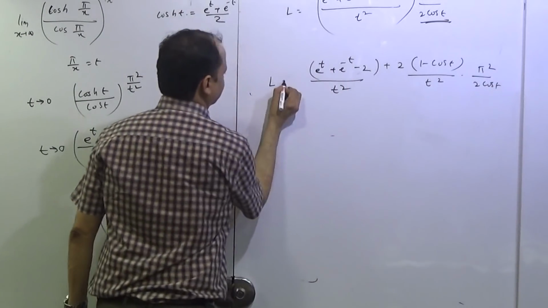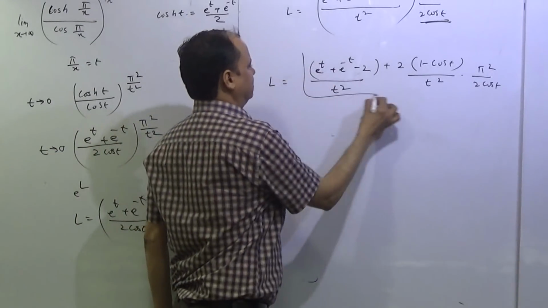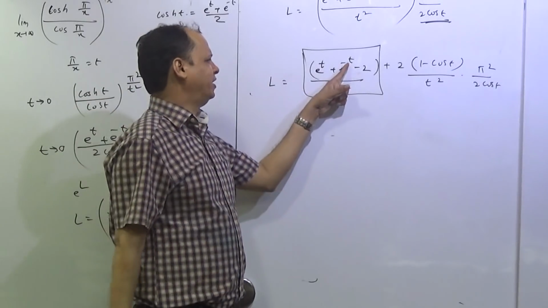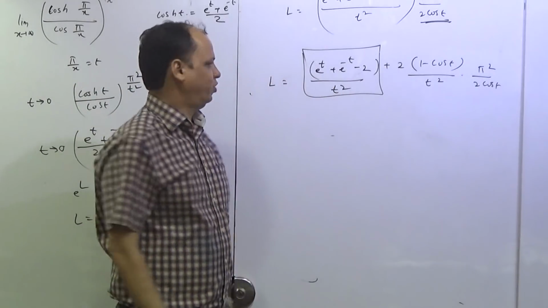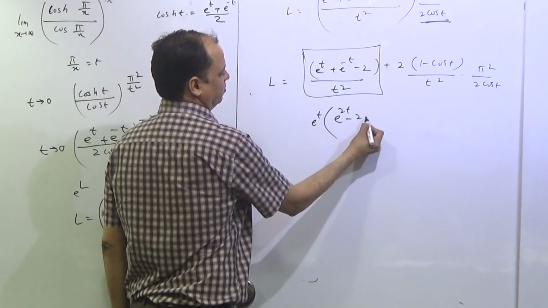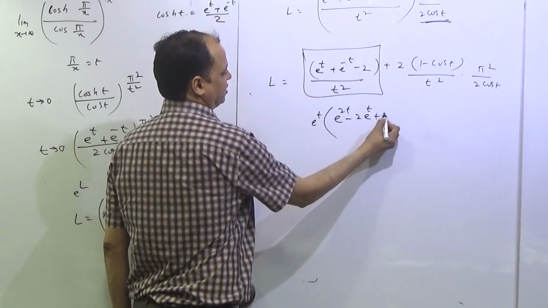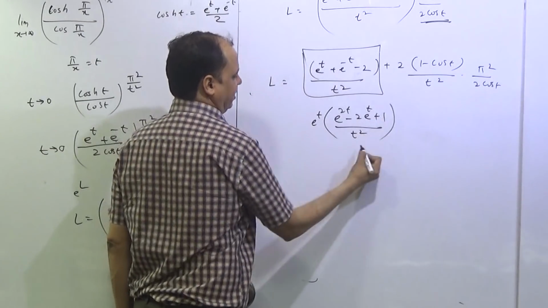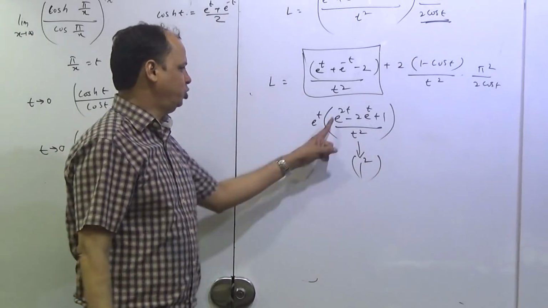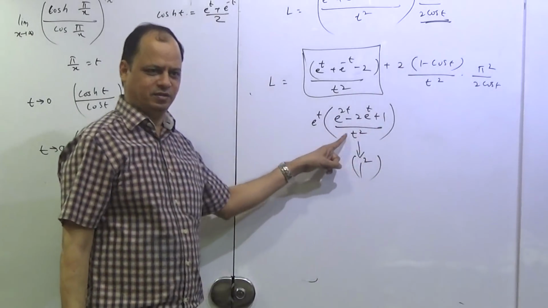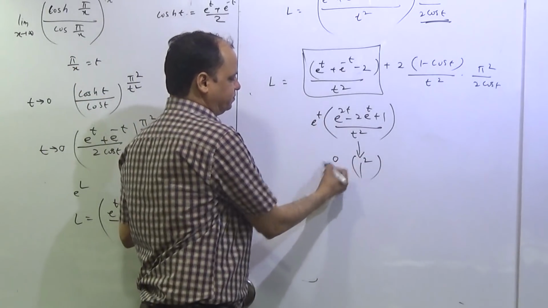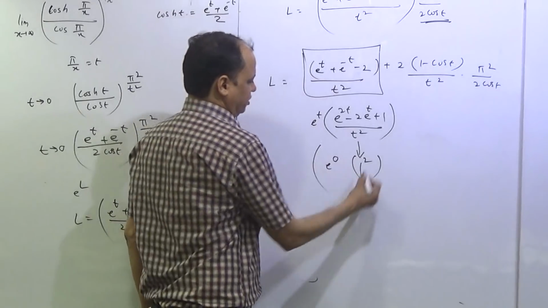Just put the limit L. What is this? See, carry out e to the power minus t common. What do you get? E to the power 2t minus 2 e to the power t plus 1, divided by t square. That is e to the power t minus 1 whole square by t, squared. So this becomes 1. E to the power 0 is also 1. This is 1 plus 1.